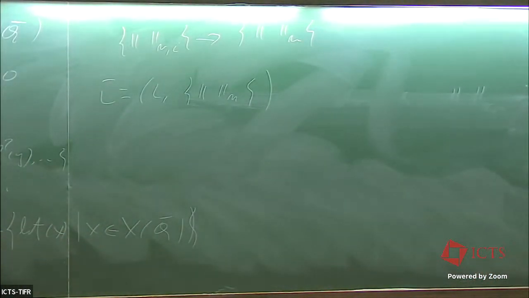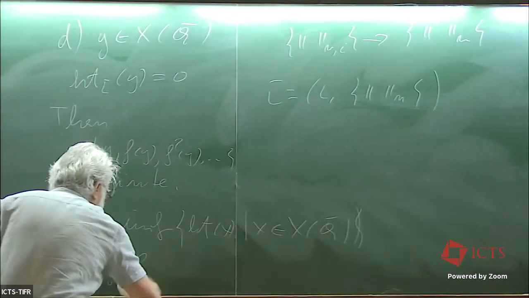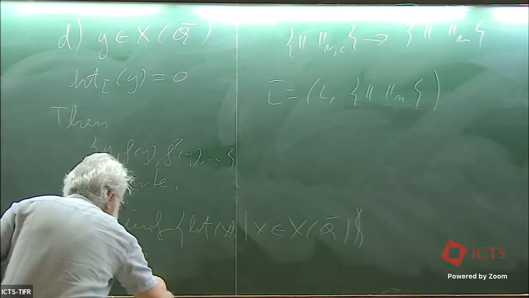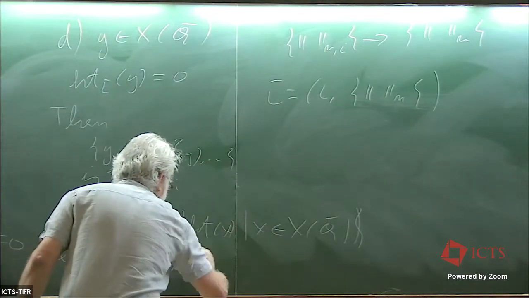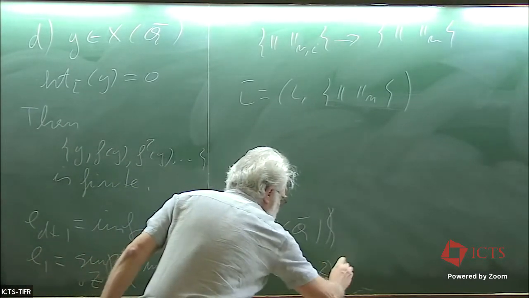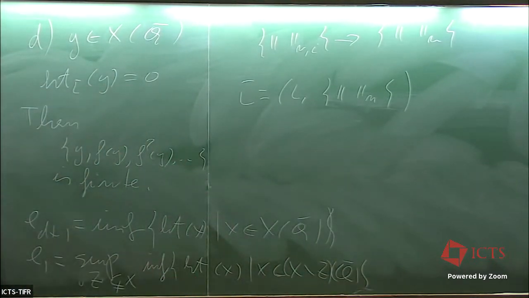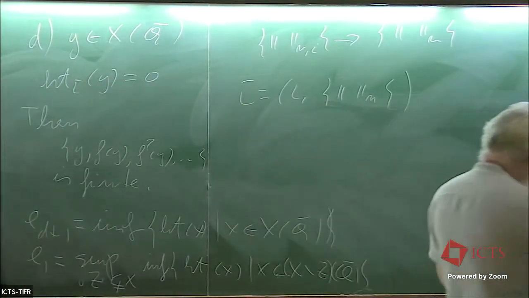And e_1, the essential minimum, is the supremum with respect to all sets Z inside X, but not X, of the infimum of the height of the point x for all x inside X minus Z(Q̄). So e_1 is the minimal possible value of a generic point, and e_{d+1} was the minimal possible value of the height. Then the absolute minimum is exactly equal to zero, which in particular will imply that all the heights are positive. More questions? Okay, so let's see the proof.